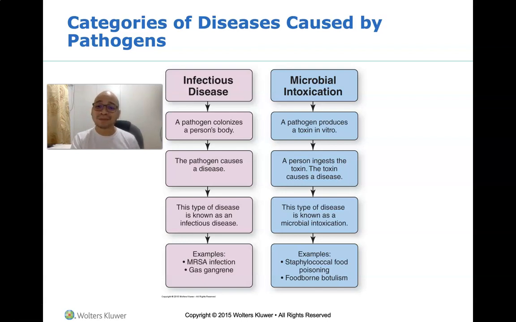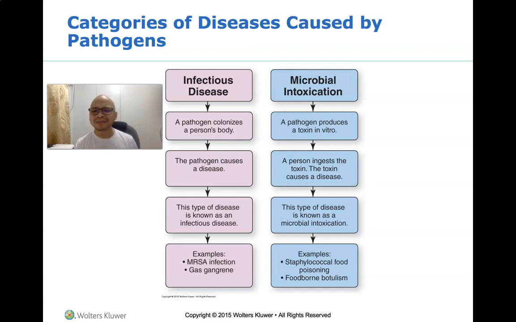Okay? So for example, gas gangrene is caused by Clostridium perfringens. Clostridium perfringens. So that is an example of infectious disease, which means that there is colonization. In order to start infection, there should be colonization. On the other hand, when we say microbial intoxication, a pathogen produces a toxin in vitro.